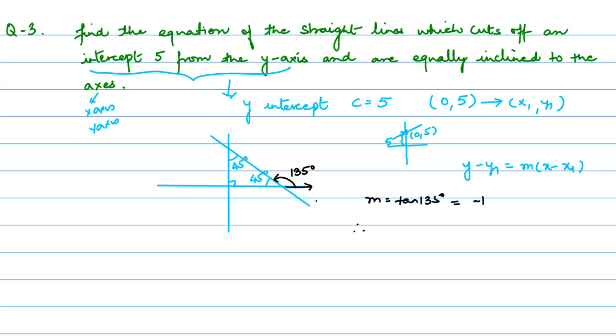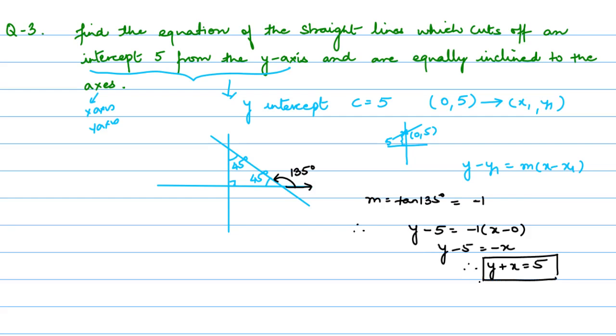Therefore, now we can find the equation of our line. y minus y1, that is 5, equals m, minus 1, times x minus 0. y minus 5 is equal to minus x. Therefore, y plus x is equal to 5. This is the equation of our line.